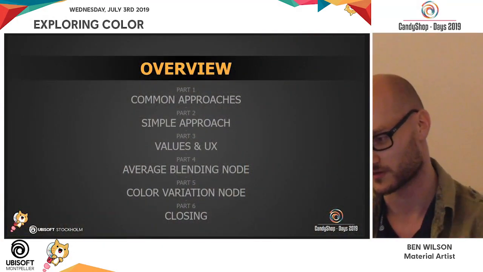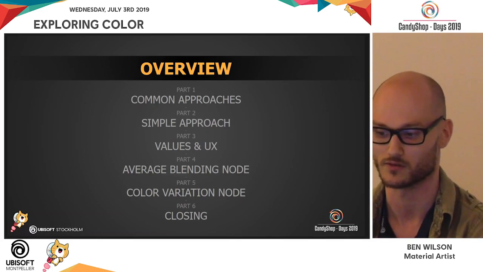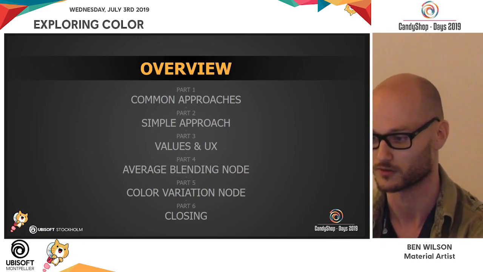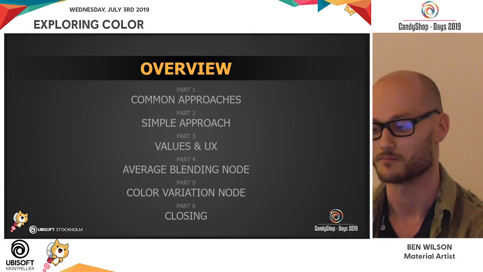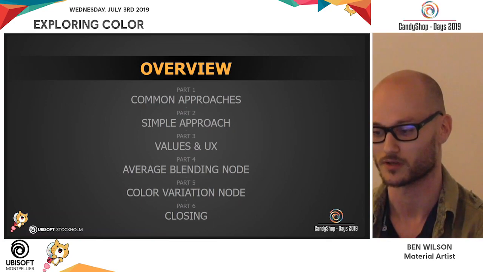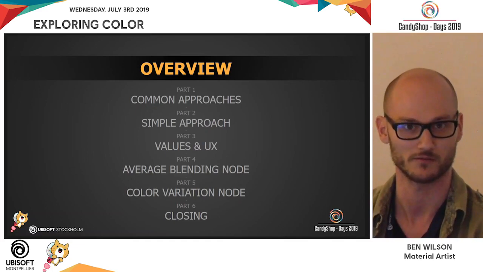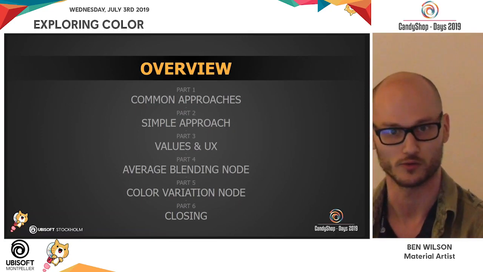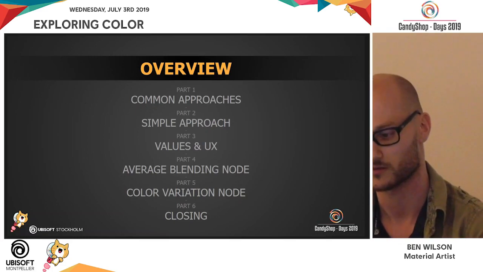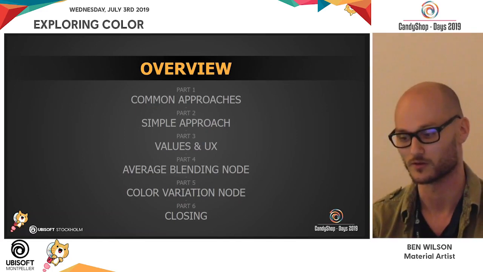We'll first start by going through some common approaches to building color in Designer. I think this is going to be familiar to a lot of people, but I want to highlight the pros and cons for each. Then I'll show you where I currently am with this research, and hopefully present something that's simpler. After that, we'll spend a bit of time talking about good gradient values and UX inside Designer. And then we'll finally go through the development of two particular nodes that are the result of all this research.